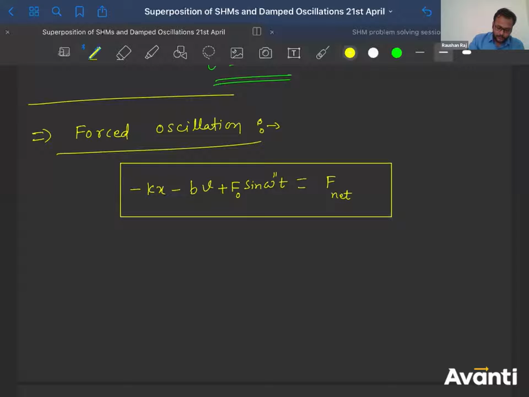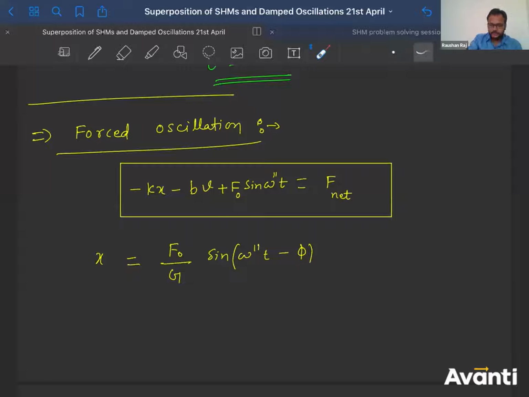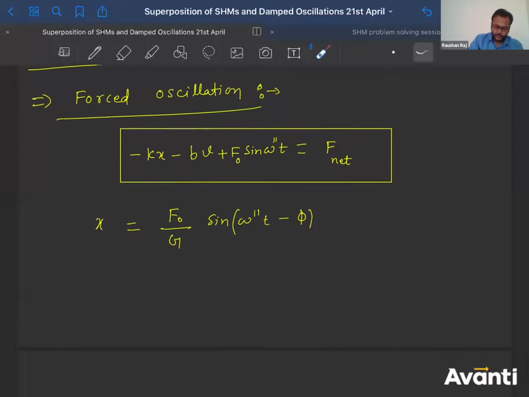If somebody asks you to find the value of x as a function of t, you have to solve that differential equation. The solution for that differential equation comes as f naught divided by a constant g, I'll tell you what is that g, into sine of omega double dash t minus some value phi. You don't have to worry about what this phi is. In higher studies, you know the significance of phi here, but yeah, this will have some value. You just have to worry about what this g is.